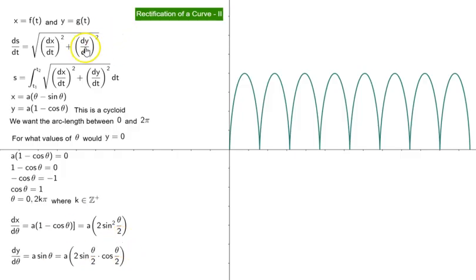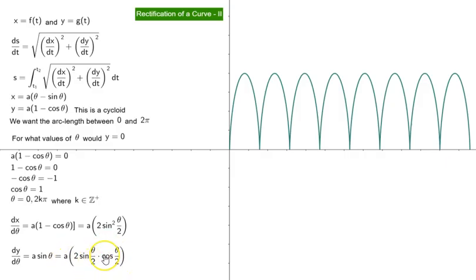Again, we require dy by d theta. So differentiating y is equal to a times 1 minus cos theta. 1 is a constant, a is a constant. So the product of that, when we differentiate, we get 0. We are left with minus a cos theta. So when we differentiate that, we get a sine theta. And sine theta can be written as 2 sine theta by 2 times cos theta by 2.